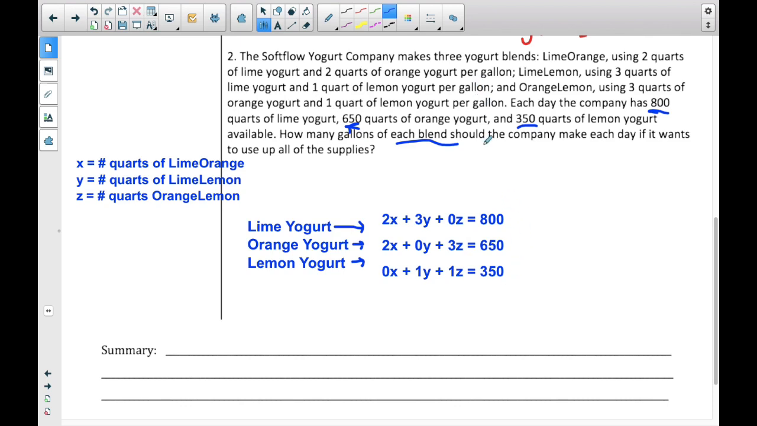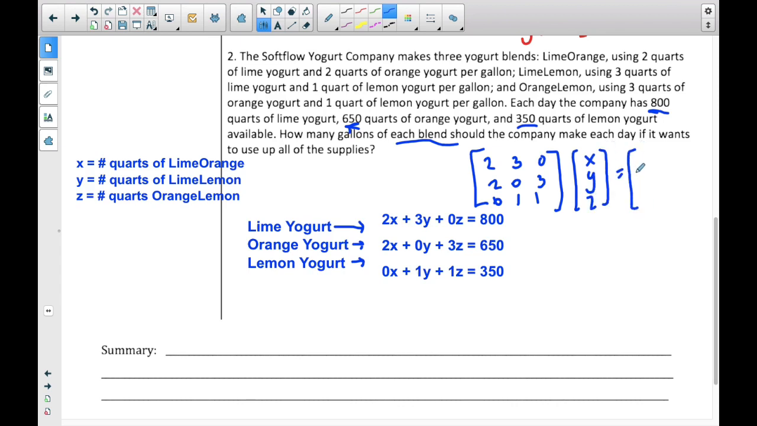The next thing we want to do is put those into our matrix. So again, we're going to go back into our calculator. We're going to define the A matrix as 2, 3, 0, and then 2, 0, 3, and then 0, 1, 1. For our variable matrix, we need an x, a y, and a z. And then our constant matrix is 800, 650, and 350. So this is going to be our matrix A. This is going to be our matrix B.